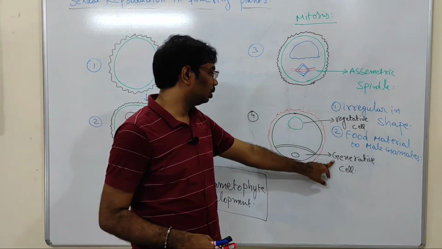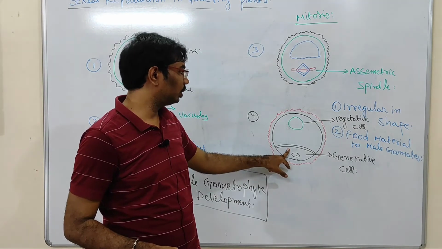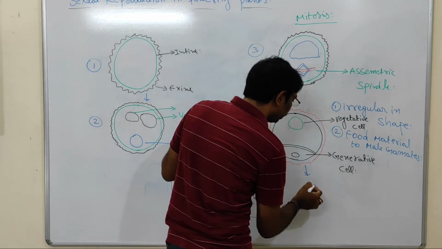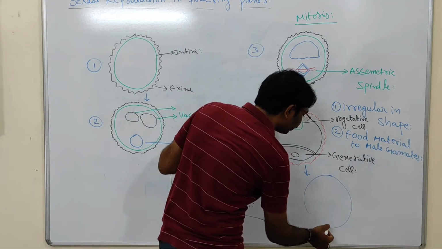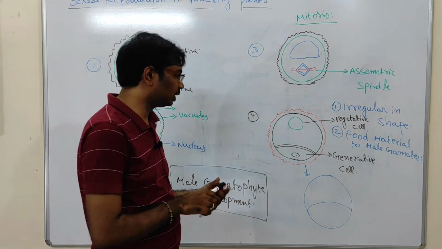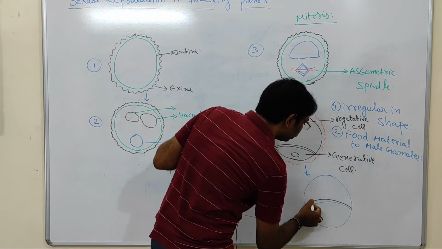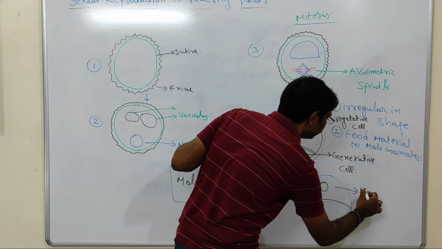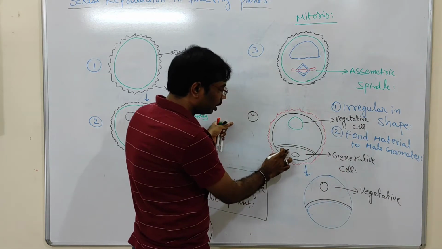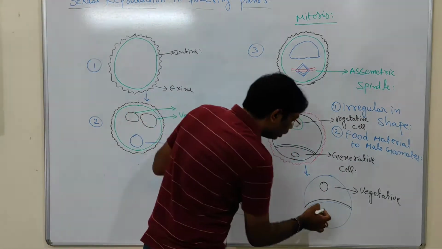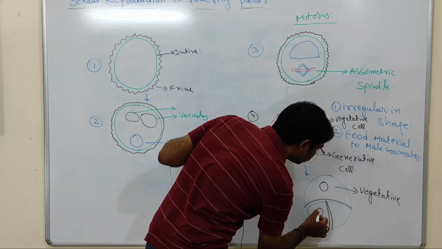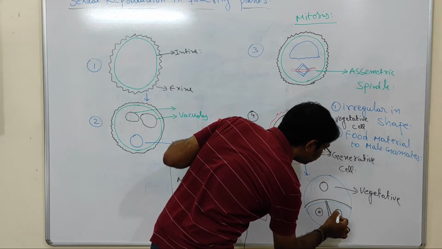Now the generative cell. One generative cell you can observe in this diagram. This generative cell is divided again. This area is the vegetative cell, up here. The generative cell contains how many nuclei? One nucleus. The generative cell divides again and produces two male gametes. Here you can observe one nucleus, and here one nucleus.